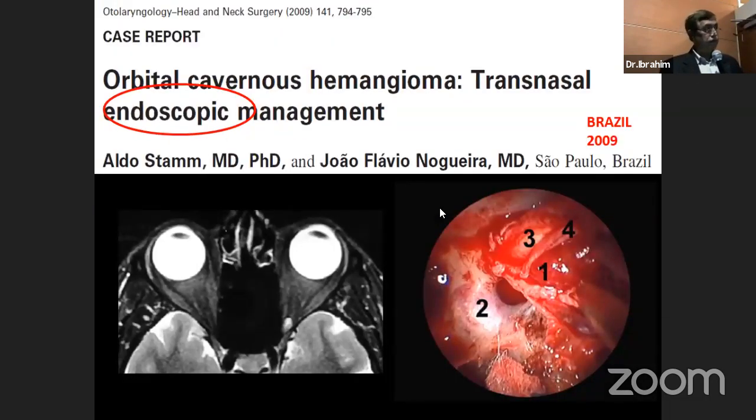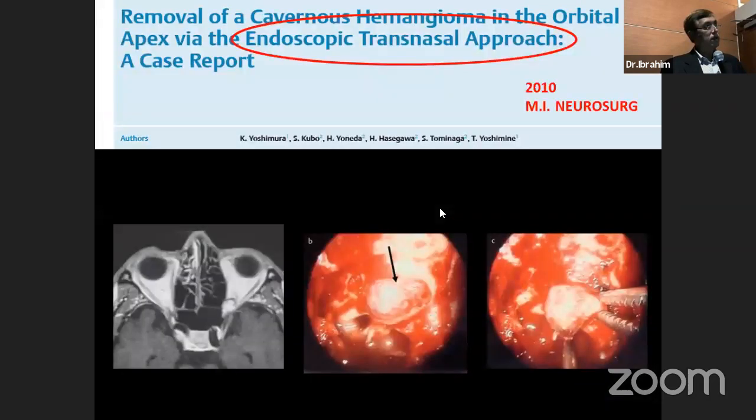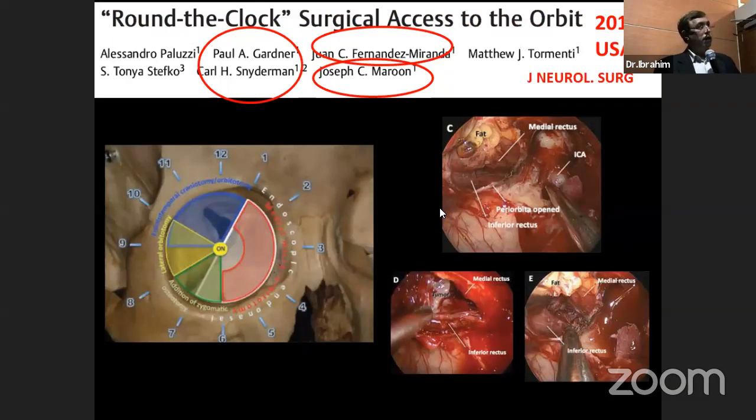Endoscopy for this tumor. Here's the carotid artery, optic nerve, and then the mass in the apex. Endoscopy, transnasal. This is a very famous paper now, and it is from USA, published in the Journal of Neurological Surgery.